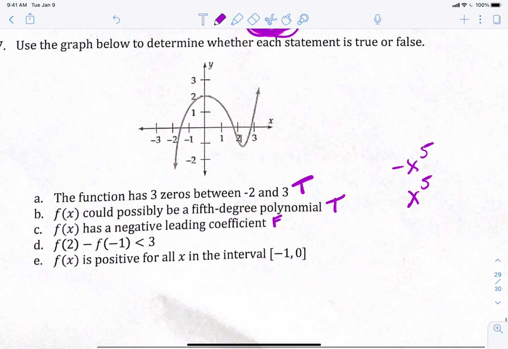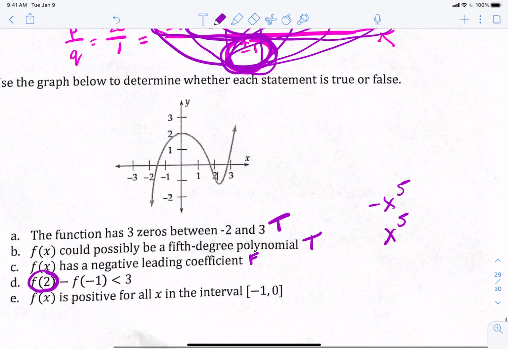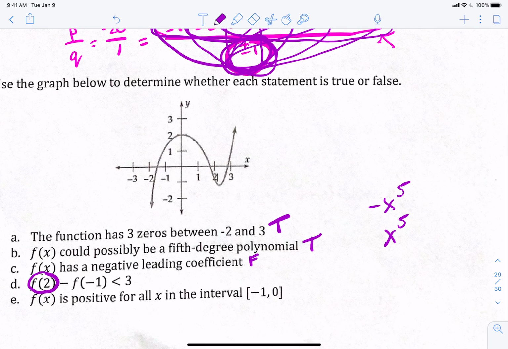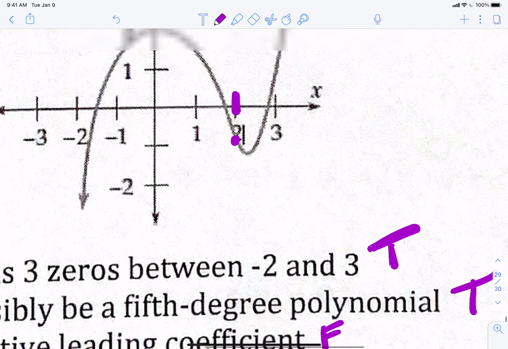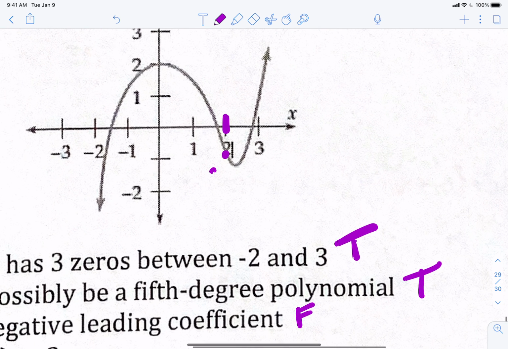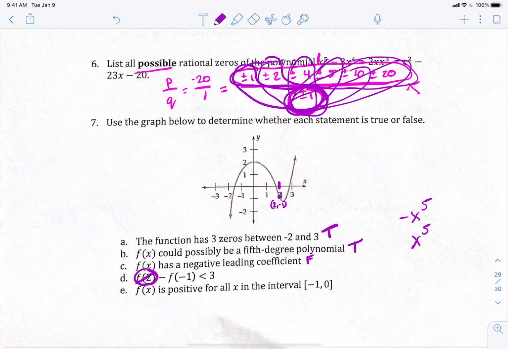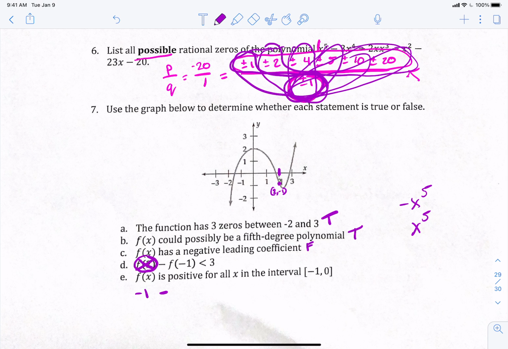Okay? All right, now we get into some weird, ugly business. F of 2. Let's just dissect this thing. What does f of 2 mean? Go to 2 on the x. Okay, 2 on the x-axis is right here. Where is it touching? About at negative 1, right? On the graph, this is the point 2 comma negative 1. So f of 2 is negative 1. I'm going to cross that out and put negative 1 minus. What's f of negative 1?